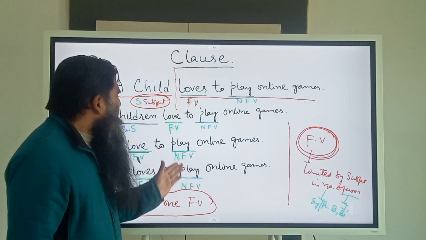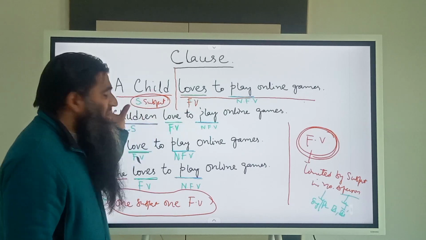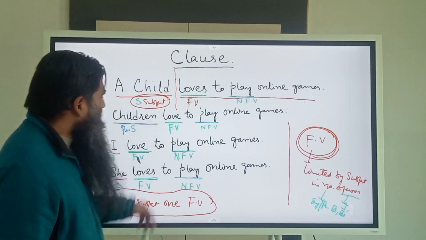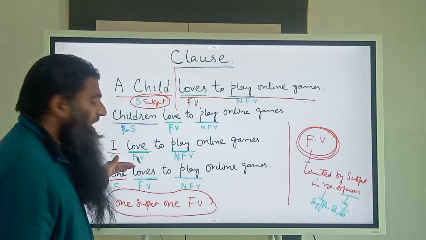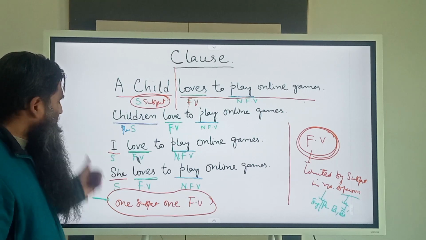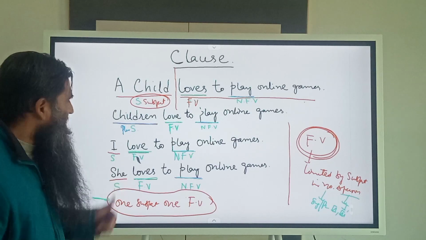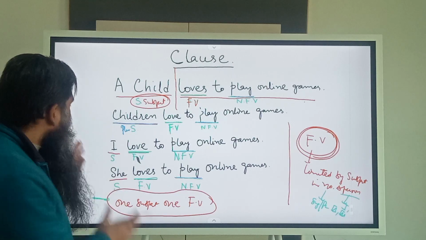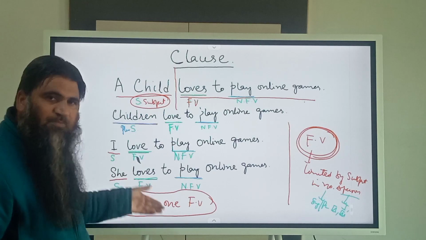So in all these sentences we find that I have changed the subject. In the first sentence, a child is the subject, which is a singular subject. In the second sentence, children is the subject, which is a plural subject. In the third sentence, I have changed the subject from a noun to a pronoun, and we have the first person pronoun I as the subject. And in the fourth sentence, we have the third person pronoun she as the subject. So what am I doing in these sentences? I am changing the subject from a singular noun to a plural noun, from a first person pronoun to a third person pronoun.